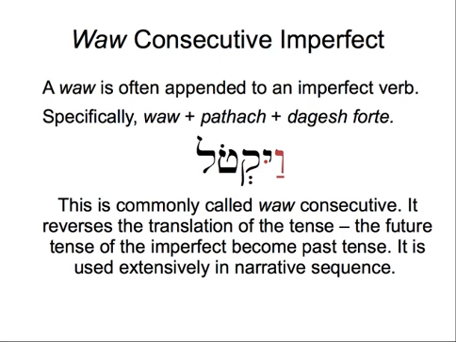It is really the backbone of narrative sequence in the Hebrew Bible. So you will see Waw consecutive verbs come up very, very often, and we'll always be translating them as past tense. So, take that and stick with that.